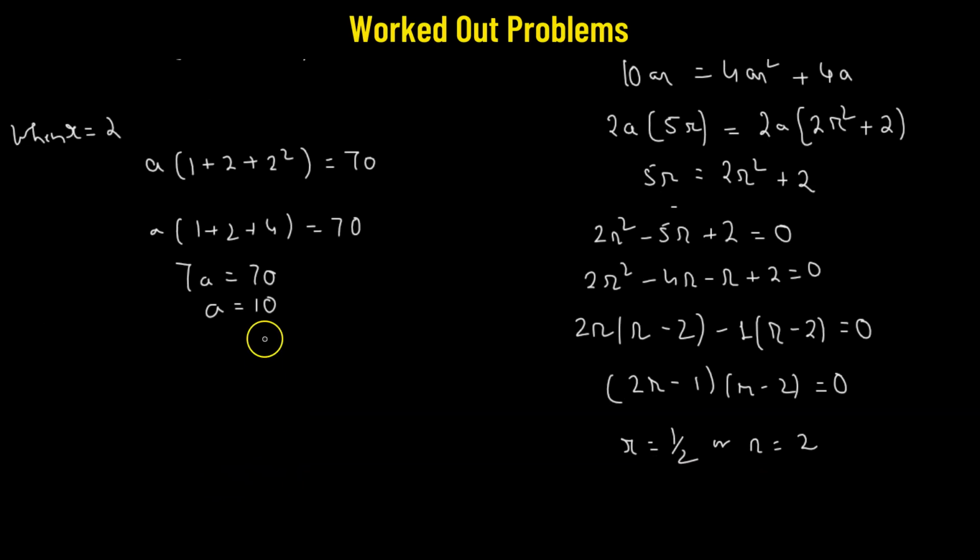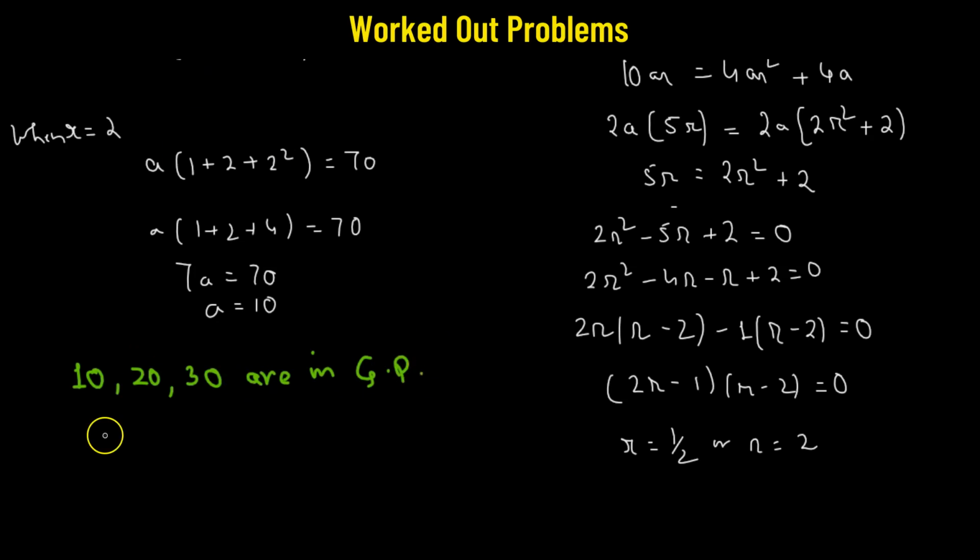Now when A is equal to 10, then the 3 numbers will be: the first term is 10, followed by A times R. So 10 times 2 will be 20. And the third term will be 10 times 2 squared, so this will be 40. So 10, 20 and 40 are in geometric progression.